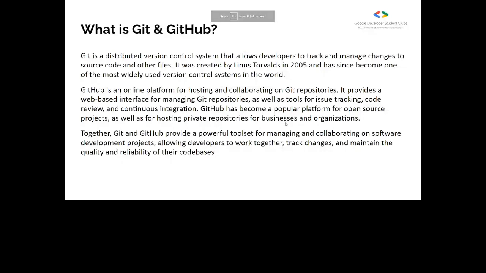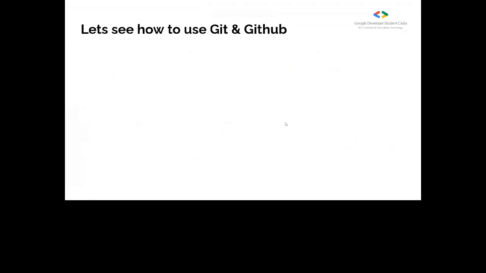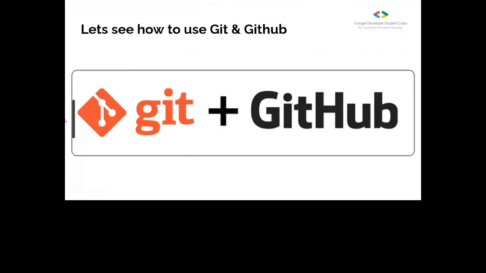So what is Git and GitHub? Git is a tool that is used for version control and also to track and manage changes in code. And GitHub is an online platform for hosting and collaborating on Git repositories. It can be a bit difficult to understand, so let me explain. Let's see how to use Git and GitHub.